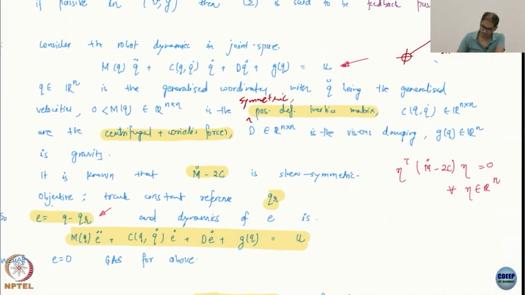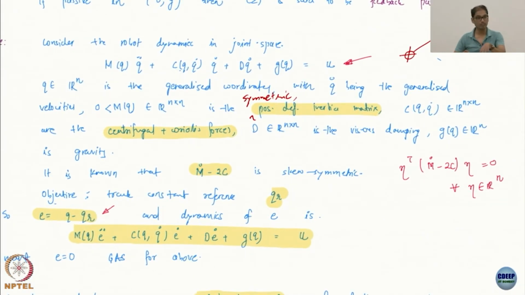And one of the things known, because we have arrived at this via Lagrangian modeling, is that M dot minus twice C is a skew symmetric matrix. This is known for this robotic type of system; it will always hold. It is nothing very unusual, a system property. If a matrix is skew symmetric, then the corresponding quadratic form is always 0. This is a property of skew symmetric matrices.